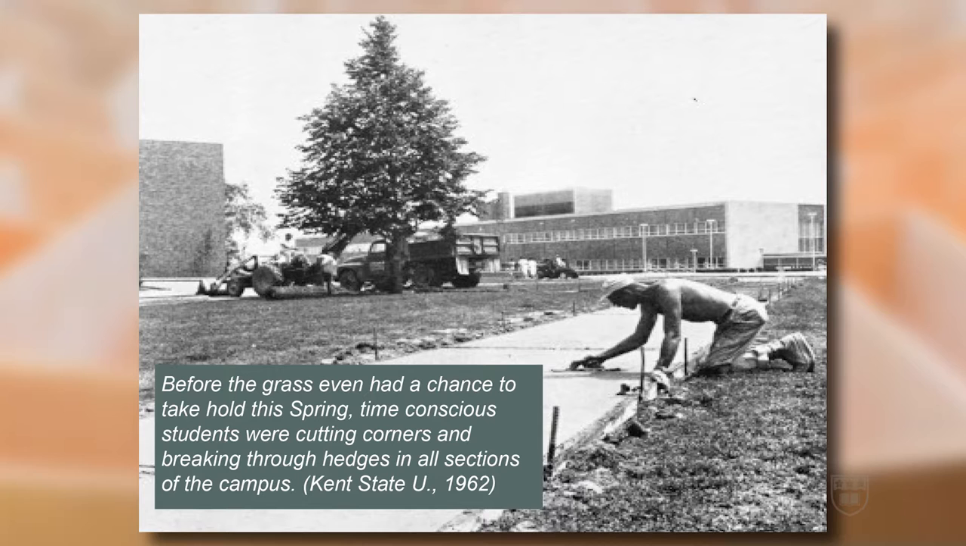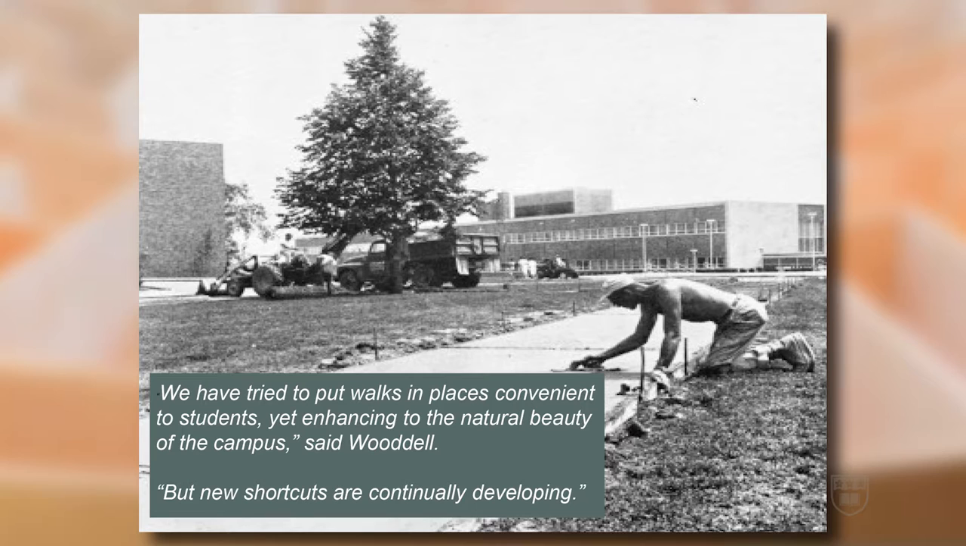Kent State University said, time-conscious students cutting corners, breaking through hedges all over the campus. And my favourite thing about this particular incident, there's a beautiful newspaper article that goes with it, is that the head of buildings and grounds at Kent State University was called Mr. Wooddell. And Mr. Wooddell tried and tried and tried. He put hedges in their way. He built new hedges so they couldn't get through the hedges. And he said, new shortcuts are continually developing. And in fact, this is exactly what happens today.